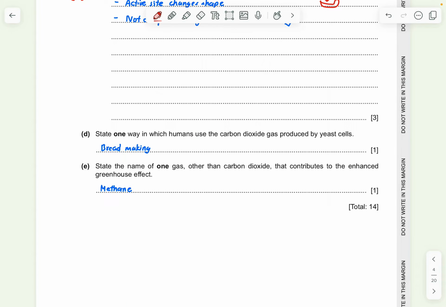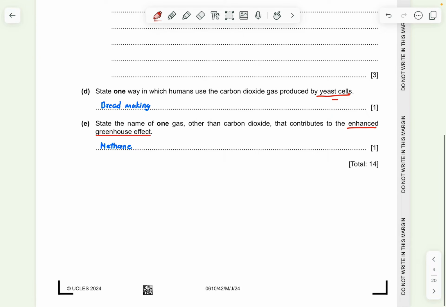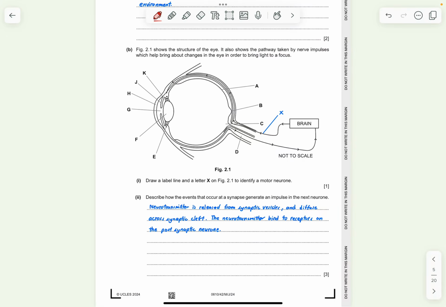So part D, state one way in which humans use the carbon dioxide gas produced by yeast cells. So this one, a very good example is bread making. So you know how bread can grow and expand is all because of the yeast and the anaerobic respiration that happens that releases the carbon dioxide out. And then part E, state the name of one gas other than carbon dioxide that contributes to the enhanced greenhouse effect. So none other than methane. Okay. Alright, so let's move on to the next question.